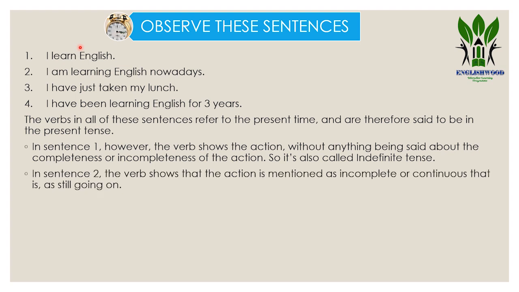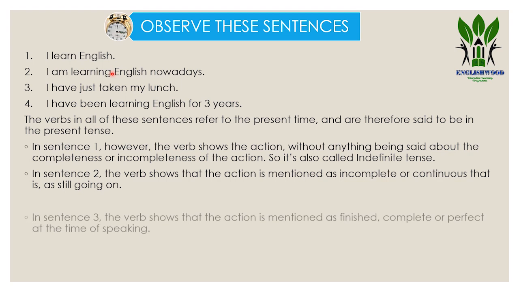In sentence 2, the verb shows that the action is mentioned as incomplete or continuous, that is, as still going on. Whereas, look at this sentence. So the process of learning English is a continuous action. So it talks about the ongoing process. Alright, it is an incomplete, ongoing action, so that is known as the present continuous tense.